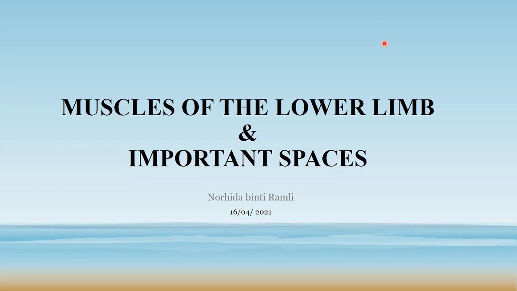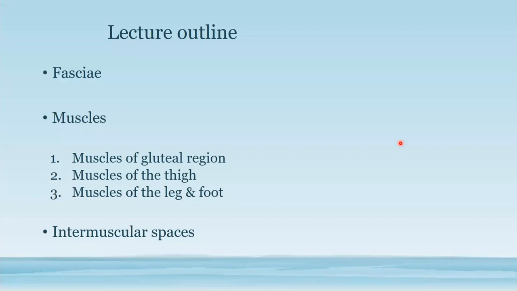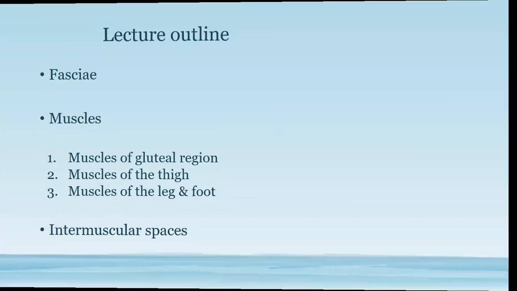This is about the muscles of the lower limb and important spaces. Okay, I'm going to talk about these three big topics: the fascia, the muscles, which includes the muscles of the gluteal region, muscles of the thigh and muscles of the leg and foot, and intermuscular spaces.